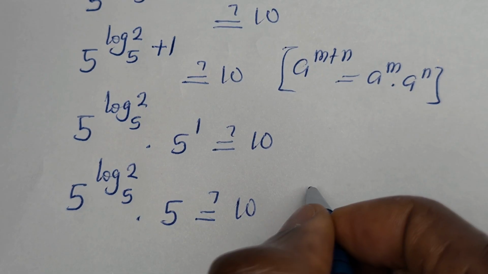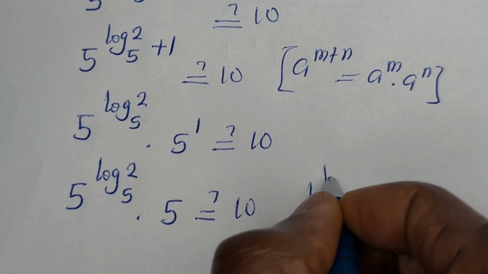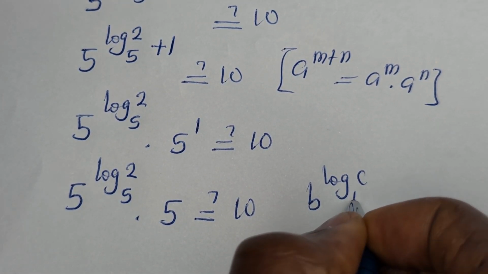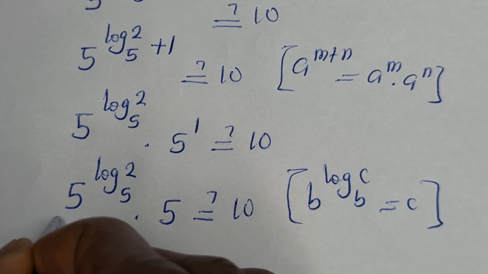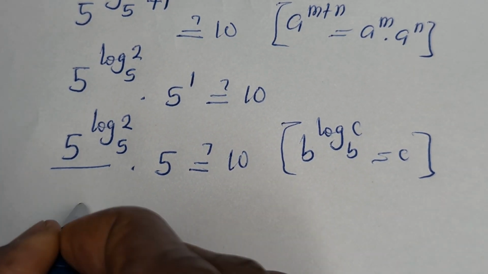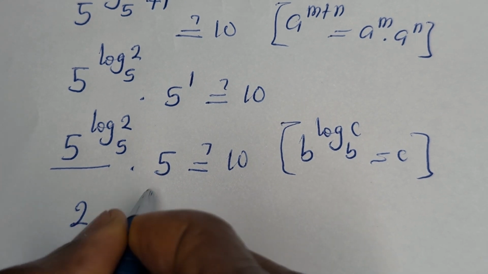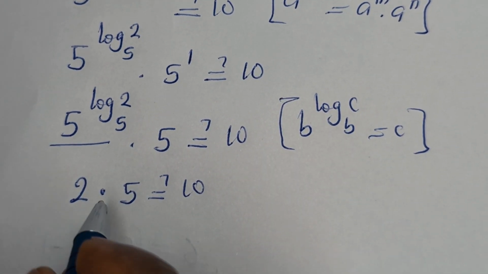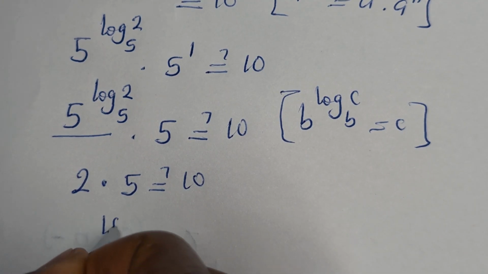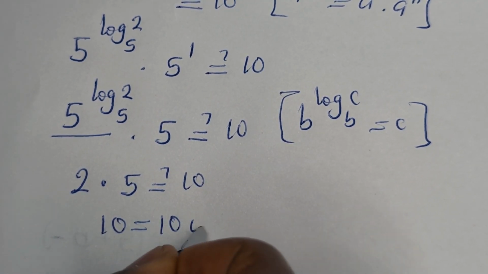If you have b raised to power log c base b, this is equal to c. The whole of this is 2 multiplied by 5 must be equal to 10. 2 multiplied by 5, this is 10, is equal to 10, which is true.